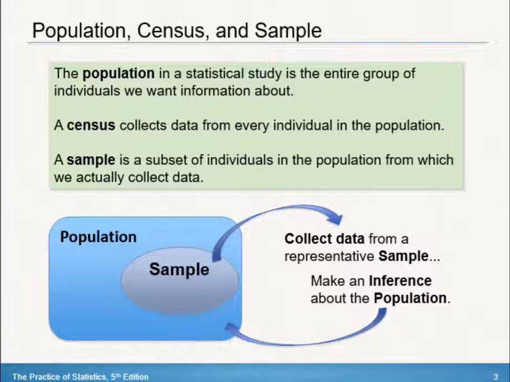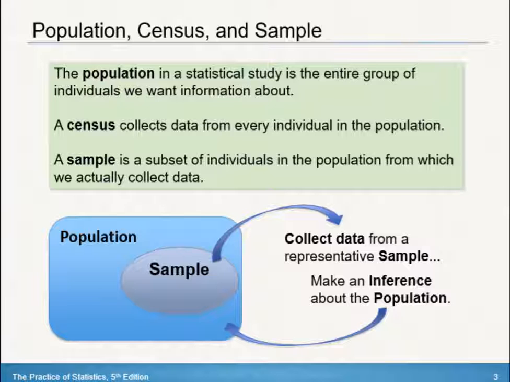Now, it wouldn't be practical for me to test every single AAA battery in the world, so I would not want to take a census, because a census collects data from every single individual. It would also be a really bad idea, because probably the only way I'm going to determine how long a given AAA battery lasts is by draining it, and then there wouldn't be any batteries left. So instead, I would want to take a sample.